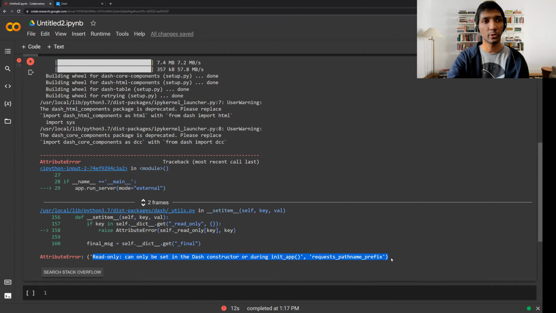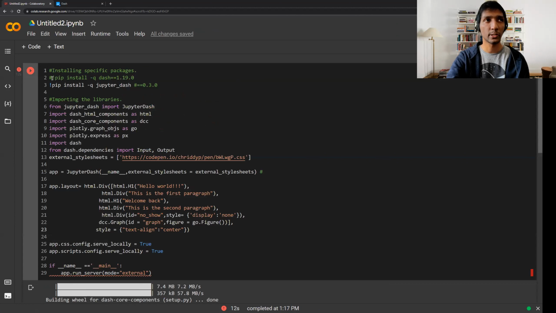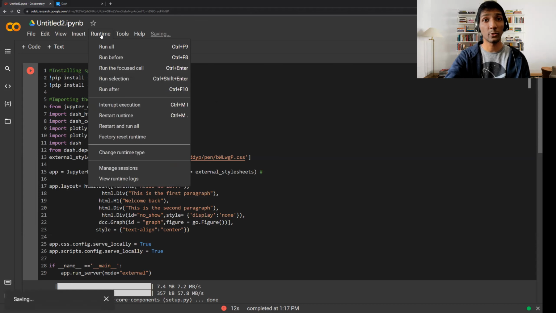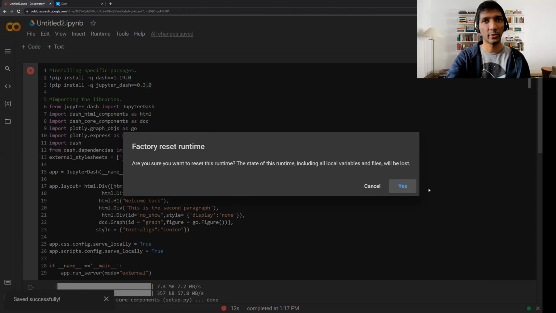So instead, what we're going to do is we are just going to install the previous version of the Dash package and the previous version of the Jupyter package, which should, for the most part, work for your existing code because you would have probably coded it earlier, right? When the packages were at those versions. So either way, let's do a factory reset of the runtime.